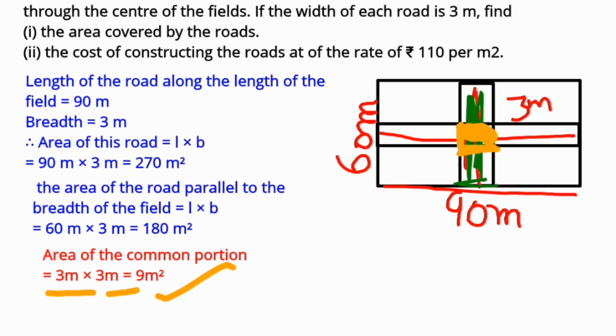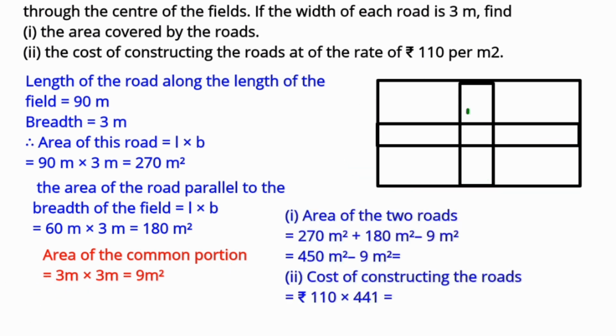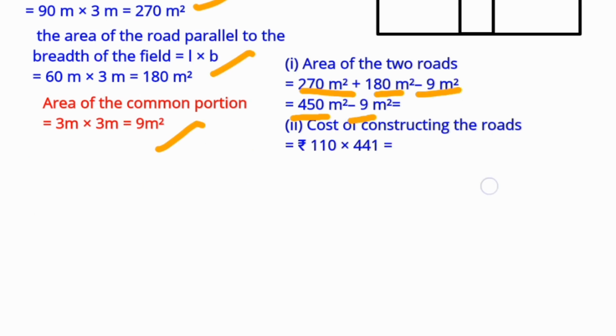Now we'll calculate the area of roads. Now the area of two roads is 270 meter square plus 180 meter square that we calculated, minus the common portion. So 270 and 180 you will get 450. Now minus 9 from it, or I would say directly subtract 10, that is 440. We subtracted 1 extra, so adding it back, 441 meter square is the area of roads.